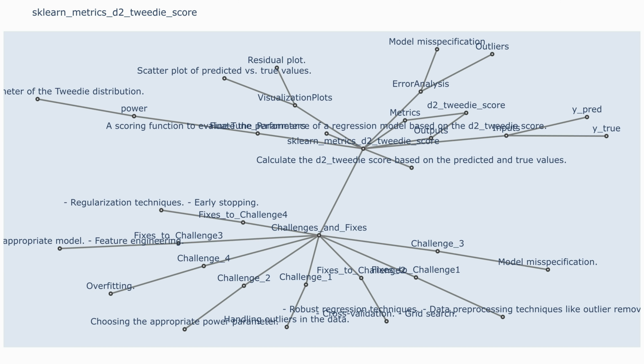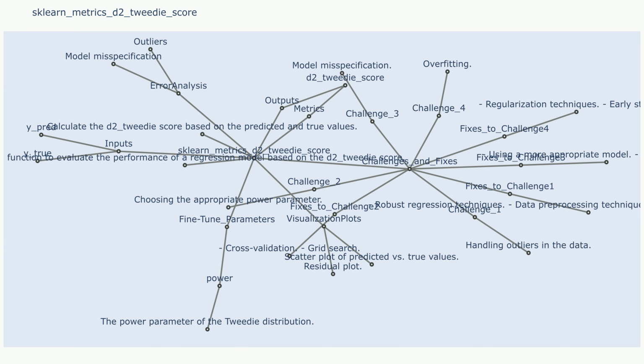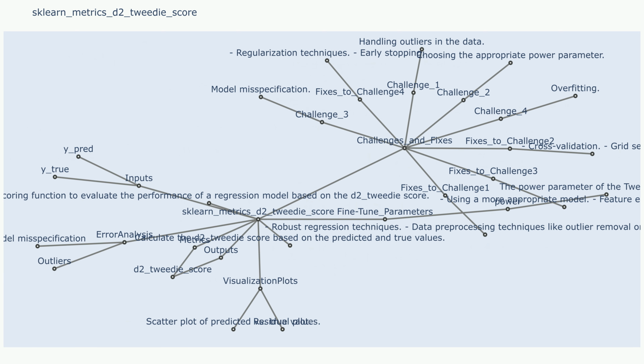sklearn.metrics.d2_tweedie_score. Description: the d2_tweedie_score metric calculates the squared distance between the predicted and actual values for models that predict a target variable following a Tweedie distribution. This metric is particularly suitable for models predicting positive continuous values with potential overdispersion, variance exceeding the mean, such as in insurance claims or count data.